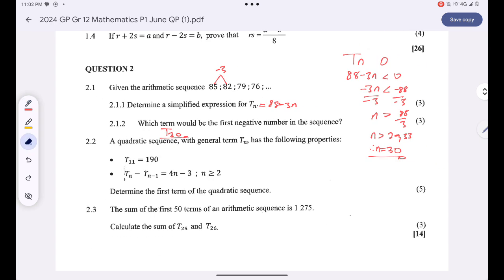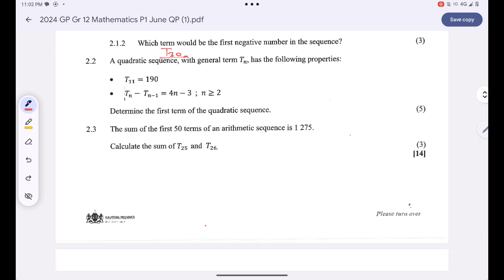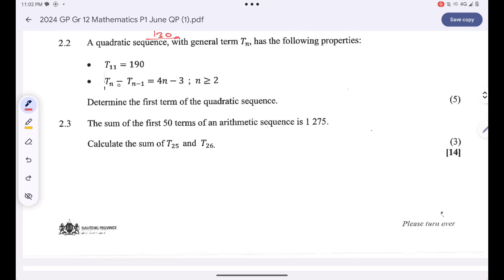Okay, and then now we are told that a quadratic sequence with the general term Tn has the following properties. We are told that the 11th term is 190, and then Tn minus 1 is basically 4n minus 3. We are supposed to determine the first term of this sequence. Tn minus 1 will simply give me the first difference.